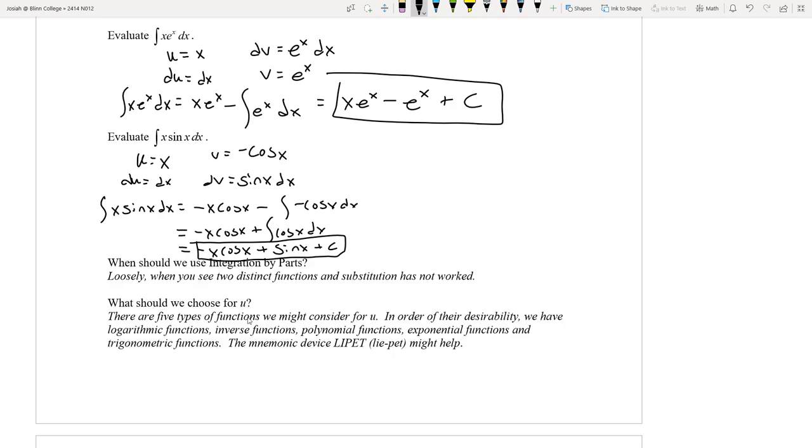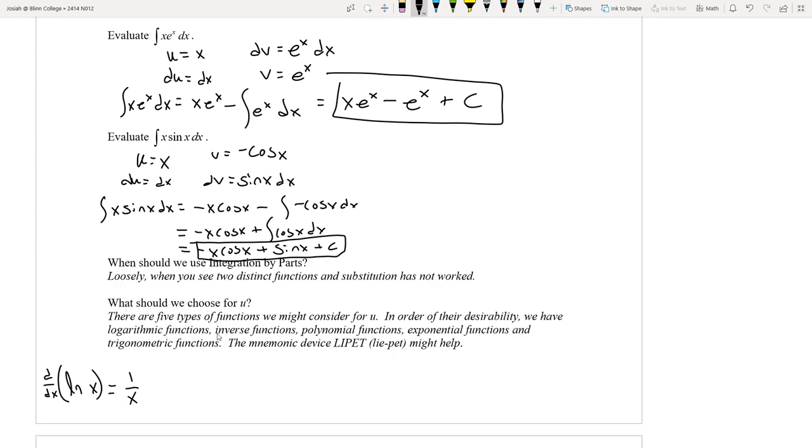There are 5 types of functions we consider for u. In order of their desirability, we have logarithmic functions. So consider something like the natural log of x. That's a very difficult function to deal with in an integral. But if we take its derivative, we get a rational function, and a rational function is going to be very valuable for us. If we have a polynomial multiplied by our natural log, this will reduce all the powers. That's a very valuable function for u.